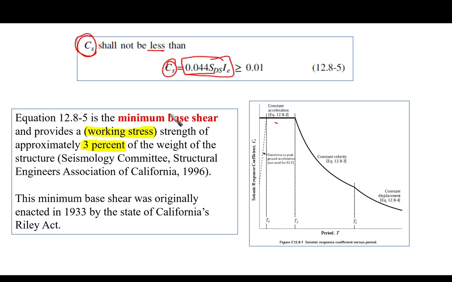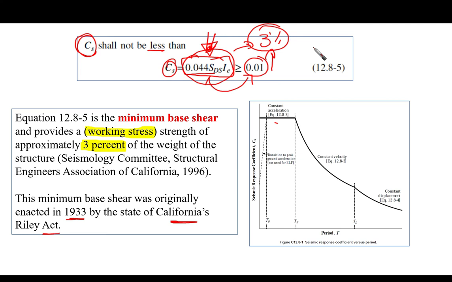This minimum base shear was originally enacted in 1933 by the state of California's Act. So it is historical, also related to California. It should not be less than 0.01; it should equal 0.01 or larger. They found that this equation provides almost 3% of the weight, which means 0.03. So at least it should be 1% of the weight. The base shear should be at least 1%.